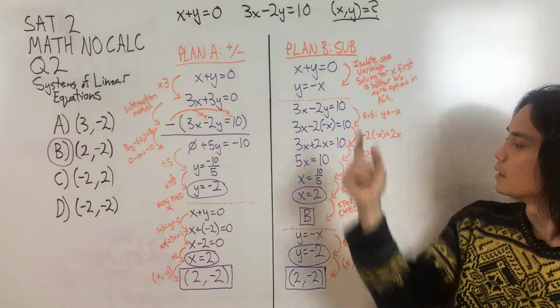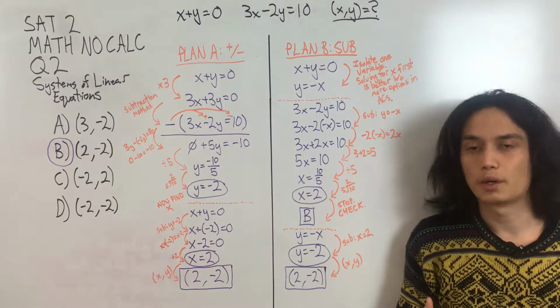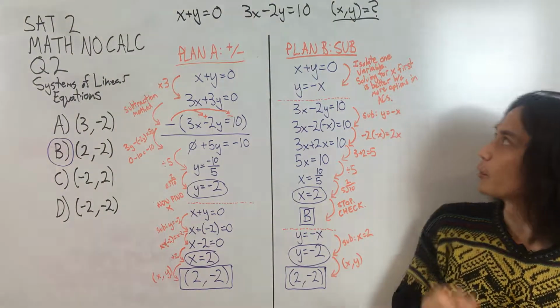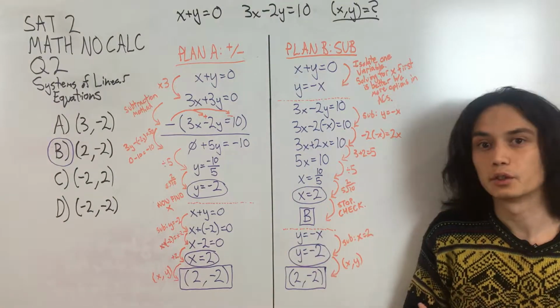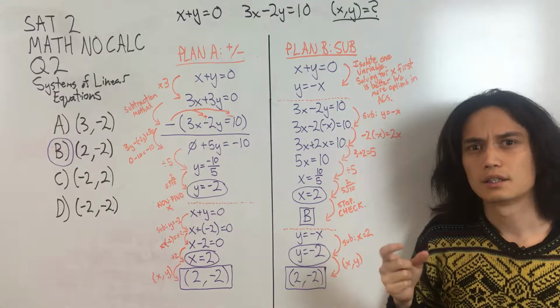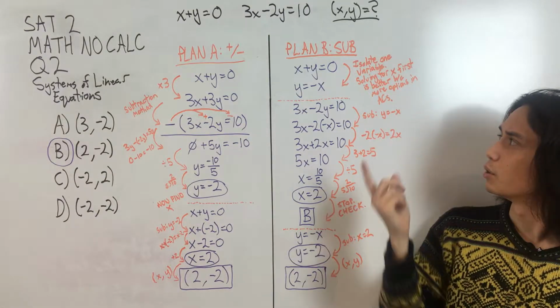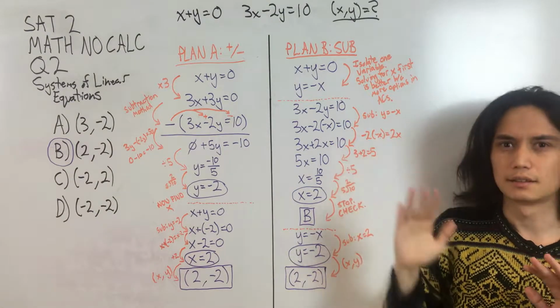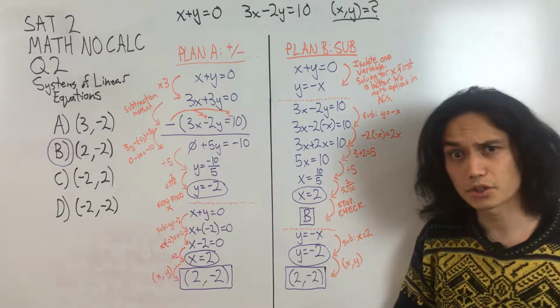Then plan B is this sort of hindsight-is-20/20 way of doing things. We're going to use the substitution method, which is a different way of solving systems of linear equations questions. And we're going to make some efficient decisions along the way to make the question nice and easy. All right, so let's start with plan A.